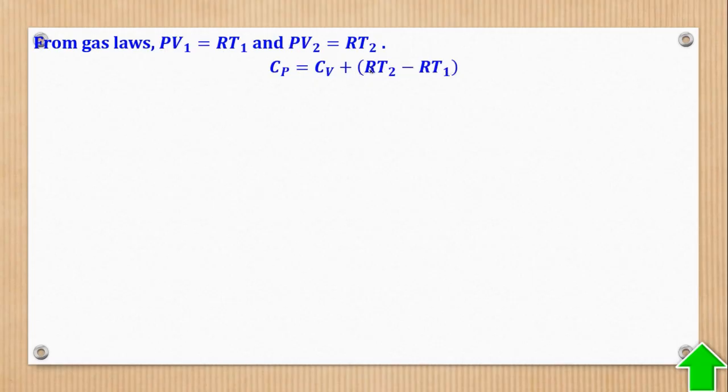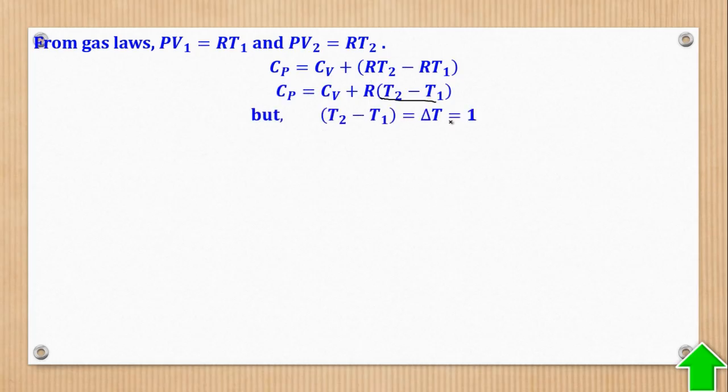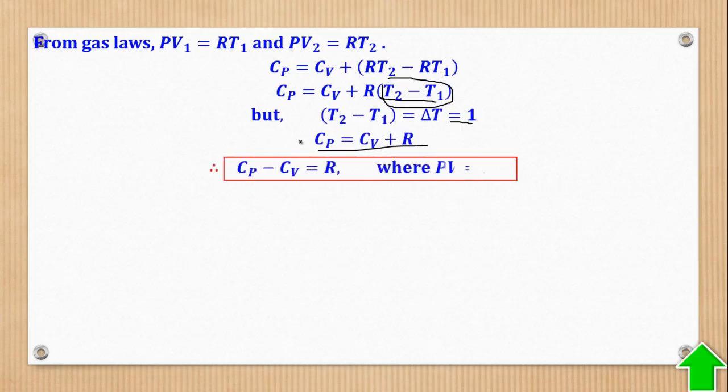From that, R is constant, so factorize it out. And this one denotes change in temperature, and we say that the change in temperature is 1 Kelvin. So I substitute 1 for T1 minus T2 to come up with that. Then I rearrange to come up with Cp minus Cv is equal to R. So always remember that Cp is bigger than Cv. There is a reason for that, but that reason will be found in the book. For now, we are interested in what can help us to attempt the calculations.